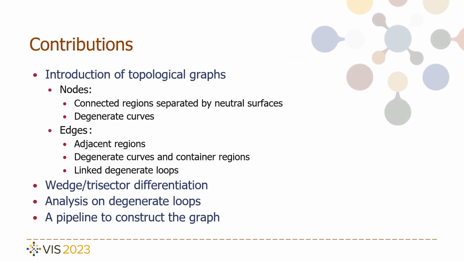In this paper, we introduce the notion of topological graphs for 3D symmetric tensor fields. We also advocate the differentiation between wedges and trisectors. In addition, we provide theoretical analysis on degenerate loops, including their indexes. Finally, we provide a pipeline to construct topological graphs given a tensor field.